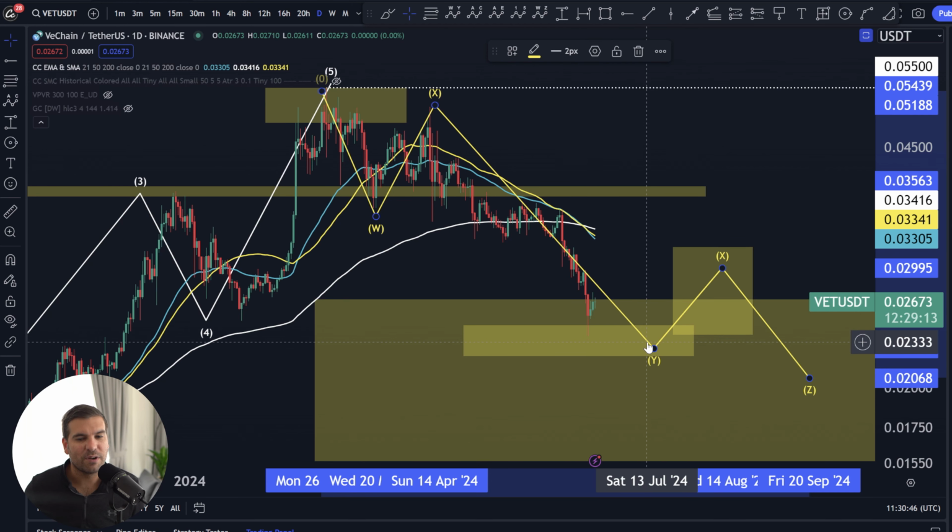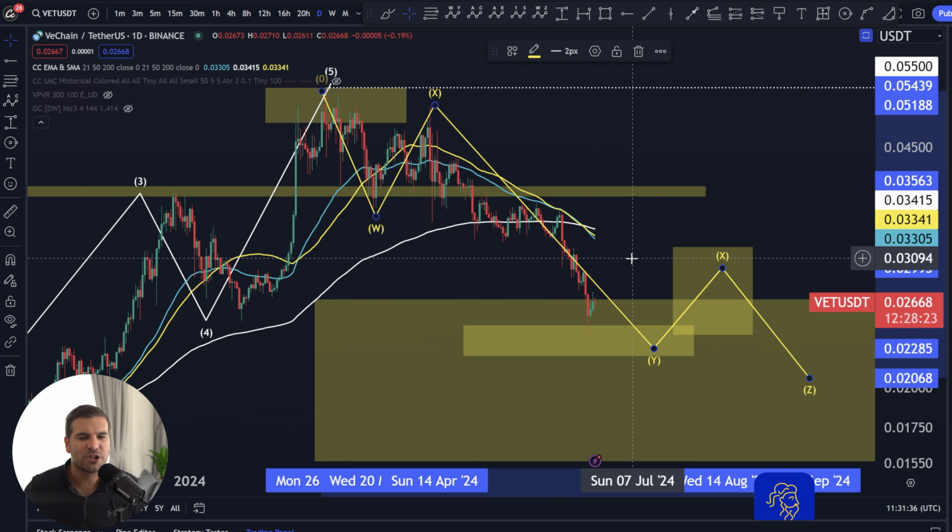If we can get a closed position above the 50 EMA, 50 SMA, that's going to be the first level of confirmation of a reversal. But ultimately, what we're really looking for is a closed position above that 200-day EMA. That's going to be the biggest bullish reversal signal that we can have.